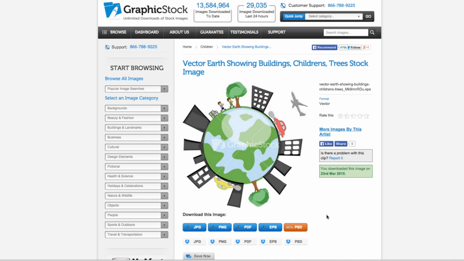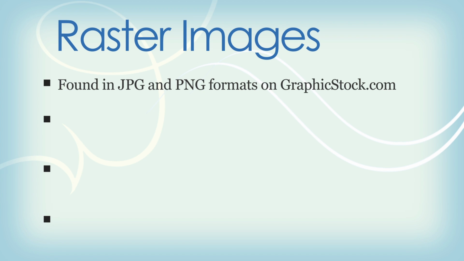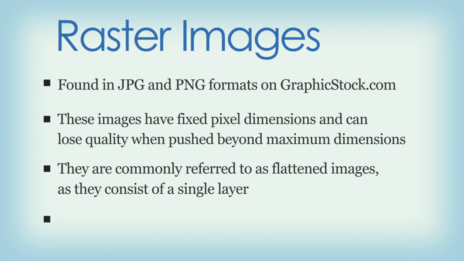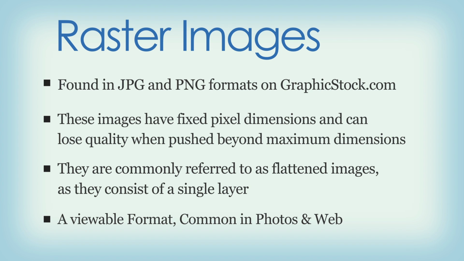So, as a quick summary, raster images are found in JPG and PNG formats on GraphicsDoc. These images have fixed pixel dimensions that can lose quality when pushed beyond their original dimensions. So they're commonly referred to as flattened images, as they consist of only a single layer. But this makes them a great viewable format, and they're commonly used in photos and web.